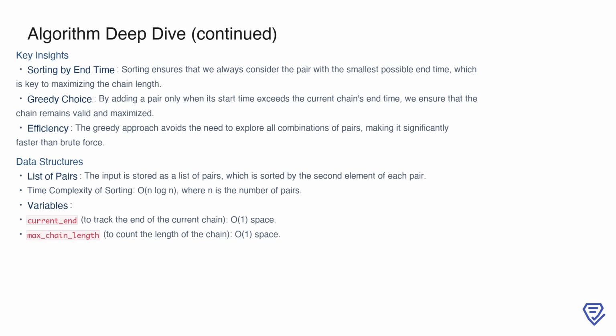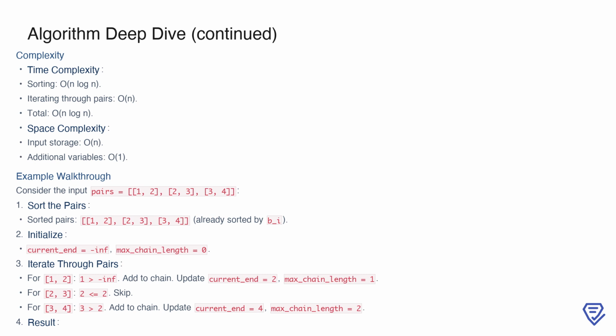In terms of data structures, we use a list to store the input pairs and sort them based on their end times. The space used by additional variables, such as current_end and max_chain_length, is constant, making this algorithm space efficient. Analyzing the complexity, the time taken to sort the pairs is O(n log n), where n is the number of pairs. Iterating through the pairs takes O(n), so the overall time complexity is O(n log n). On the space side, we only store the input and use a few additional variables, resulting in a space complexity of O(n). Let's walk through an example with the input pairs (1, 2), (2, 3), (3, 4).